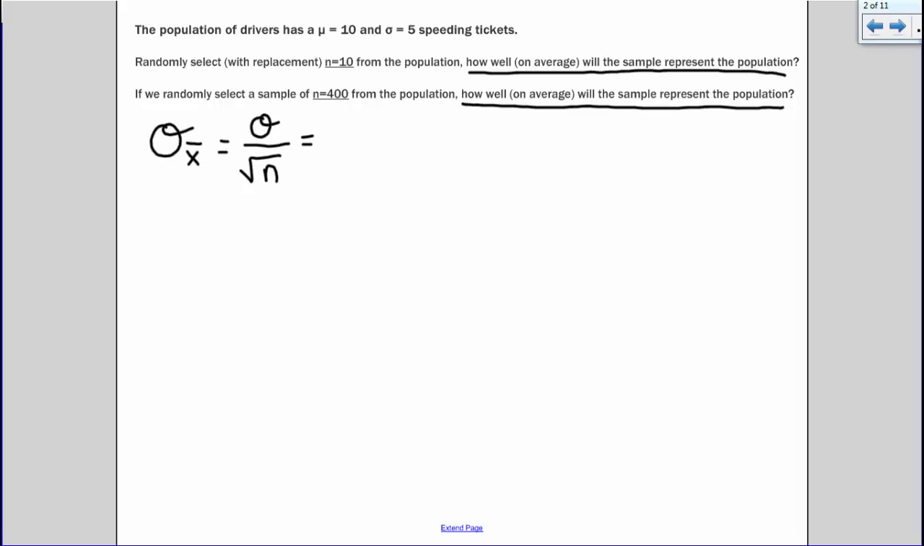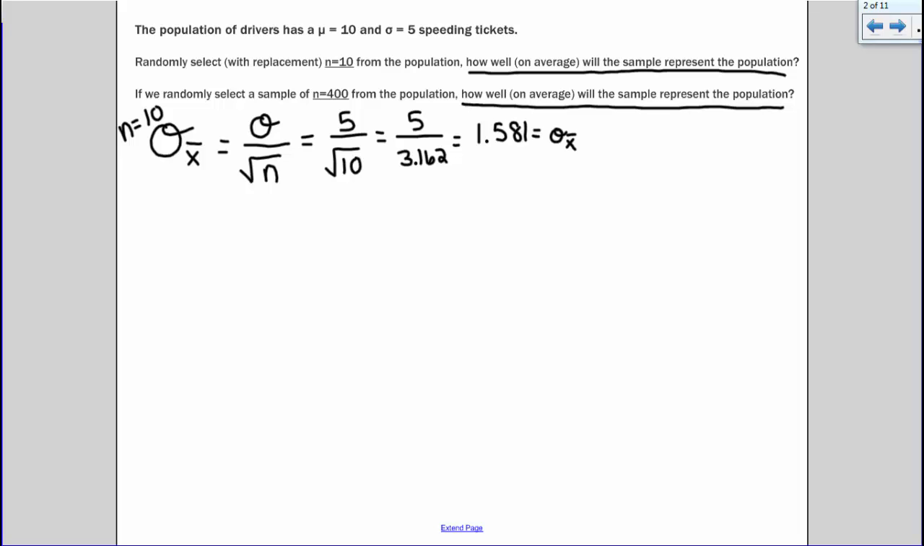All right, so let's go ahead and figure out the standard error when we have a sample size of 10. So this would become standard deviation is 5 divided by the square root of the sample size, square root of 10. 5 divided by, well, the square root of 10 is 3.162. 5 divided by 3.162 is 1.581. So on average, we would expect that any given sample mean taken from 10 people out of this population would be about 1.581 points away from the population mean.